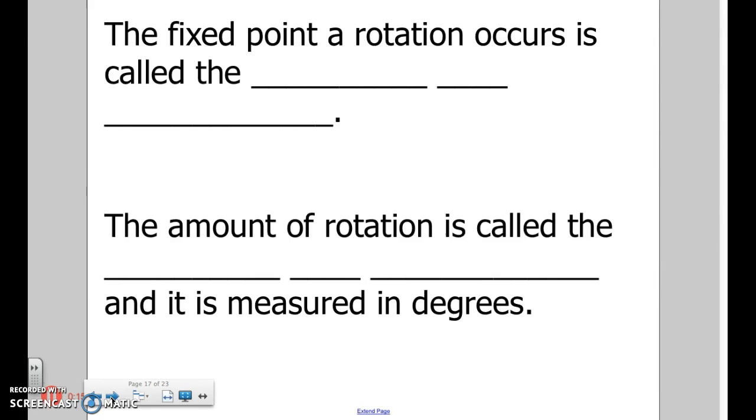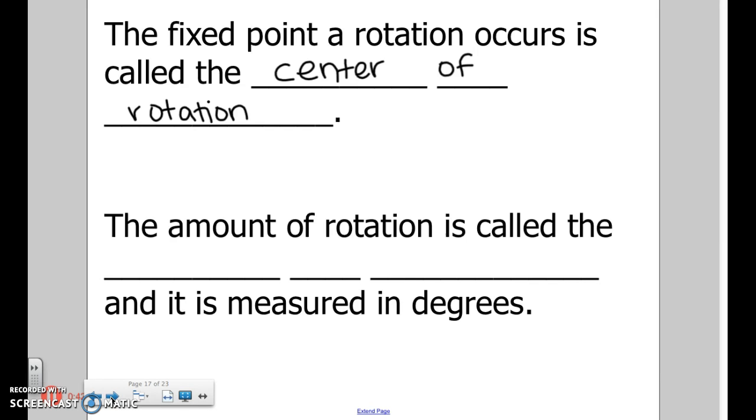Just a quick vocabulary review from the first video. A fixed point of rotation, where that point is sitting, is called the center of rotation. In the last video, the center of rotation was actually the center of the shape. On this one, the center of rotation will be around the origin.